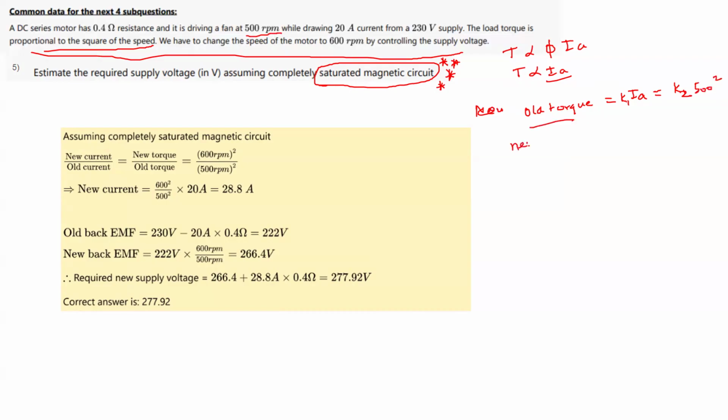Now the new torque is proportional to flux into Ia, where flux is constant, so it is proportional to k1 into I2, which we have to find. And here the new speed is 600 square, because the torque is also proportional to speed square. So using this we can calculate the value of I2. So I2 value is 600 square into Ia by 500 square. Ia is given in the question, it is given as 20 ampere.